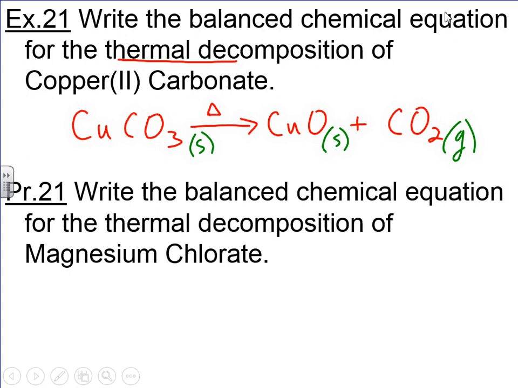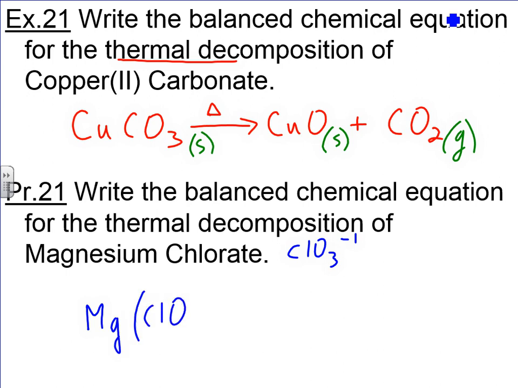Let's do the same thing. Remember, chlorate is ClO3 with a -1 charge. So we got magnesium, which is a +2 charge, which requires 2 chlorates to balance it. It should look like this. And then we're heating this up.